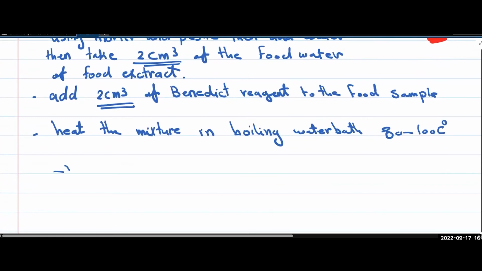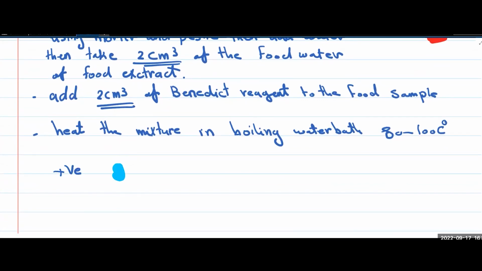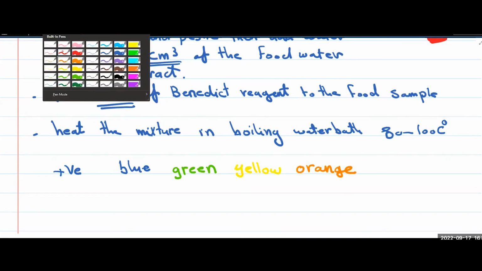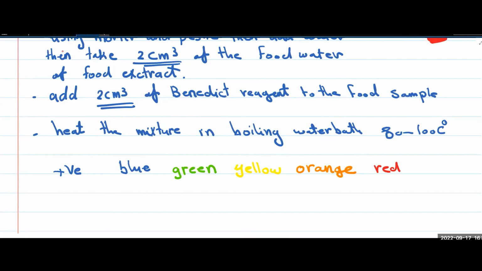If it's a positive result, the color will change from blue to green. It gradually changes, even if it has high concentration, to yellow, as we saw in the video. Then we'll go to orange, then we'll go to red, red color. Okay, this is the gradual change of the Benedict result.